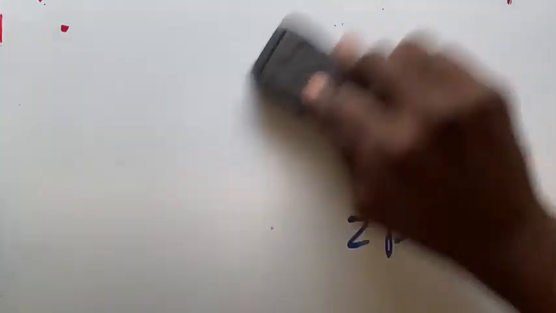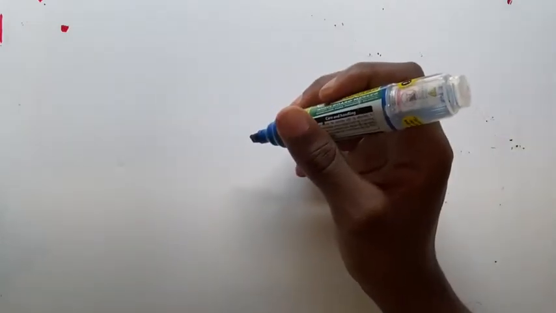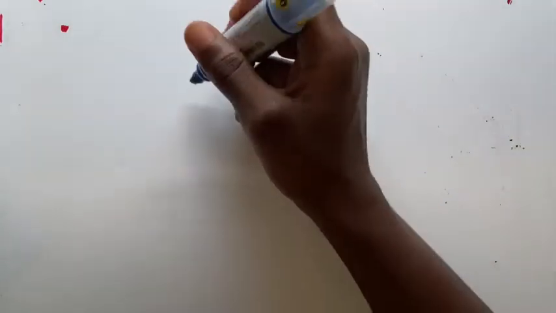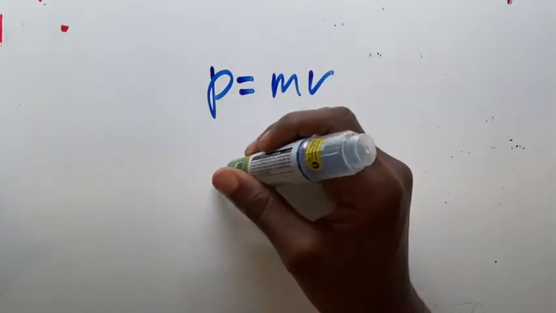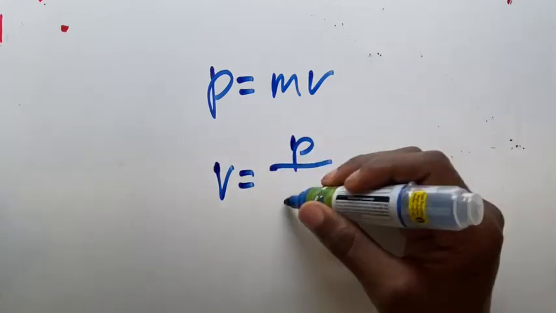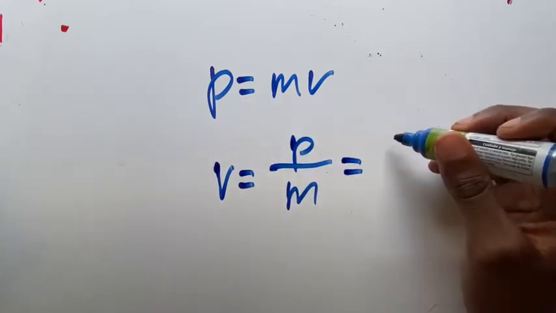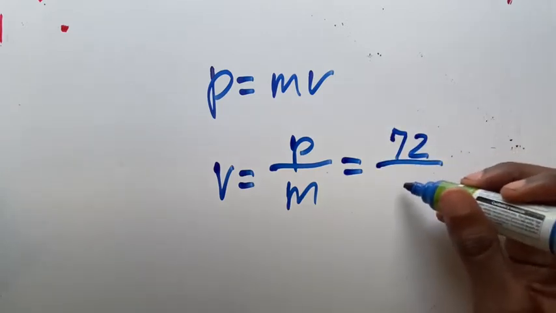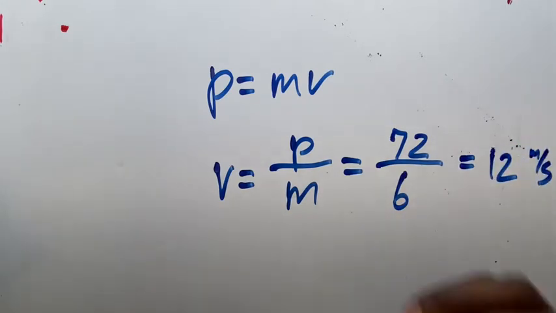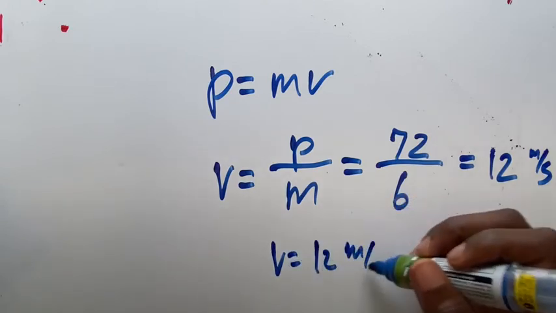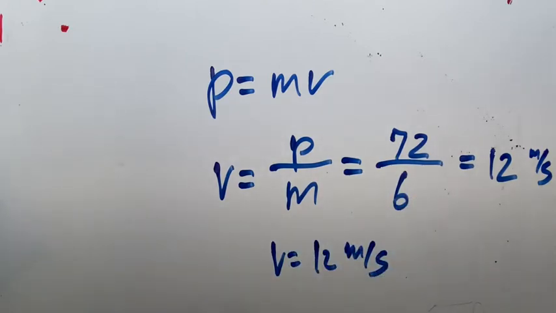All right, so number 2 says, what is the speed of a 6 kilogram ball with the momentum of 72 kilograms meter per second? So again, just using the momentum equation, we're trying to find the speed. Speed is going to be equal to momentum divided by the mass, where the momentum is 72 divided by a mass of 6. And 72 divided by 6 is 12, right? So it's going to be 12 meters per second. Cool. So for number 2, the answer is going to be C.